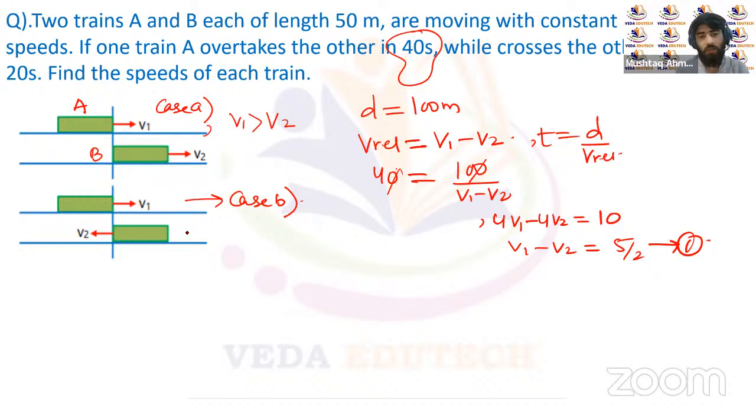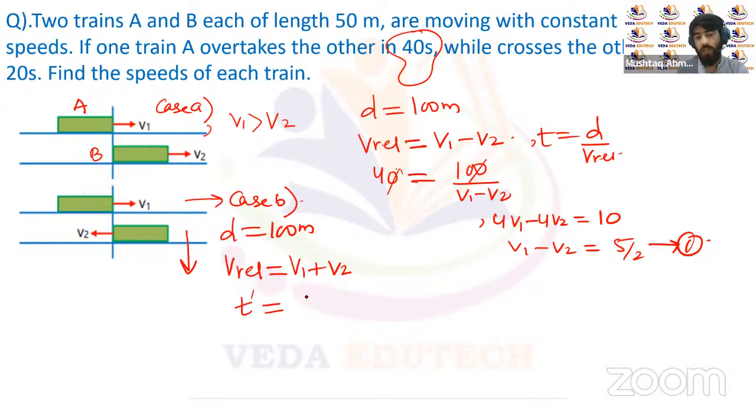In the second case, now they are moving in the opposite direction, right? They are also crossing each other, but in the opposite direction. Once again, they will be covering the same relative distance, equal to 100 meters. But now the relative velocity will be different. It will not be the same. Now they are moving in the opposite direction, so their relative velocity will be v1 plus v2, and the time taken will be different now.